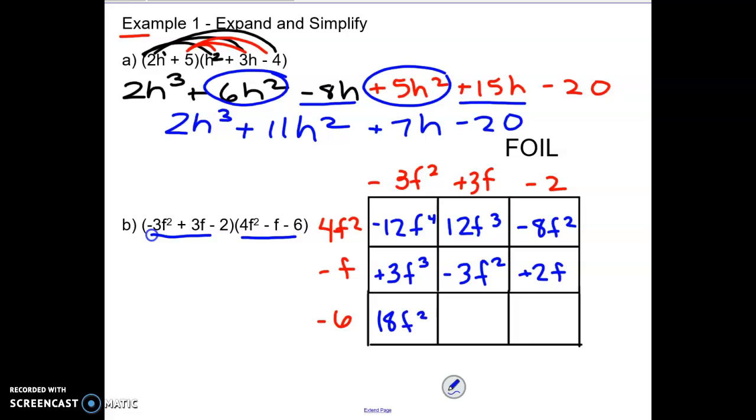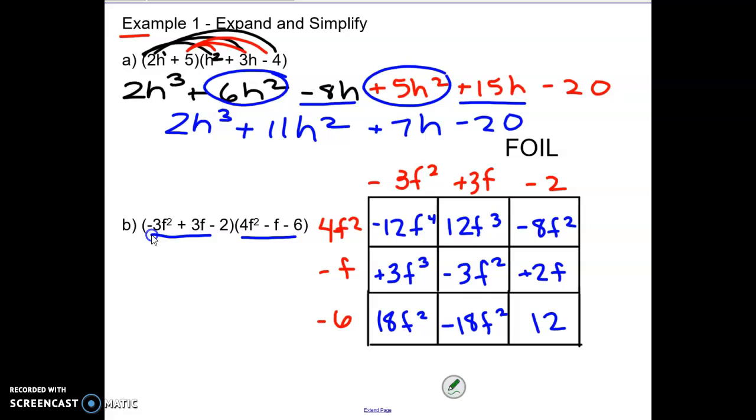3f times negative 6 is going to be negative 18f squared. And then negative 2 times negative 6 is going to be positive 12. So remember we said that if you have a 3 by 3, you're actually going to end up with 9 pieces. So the 3 times the 3 made the 9 pieces.